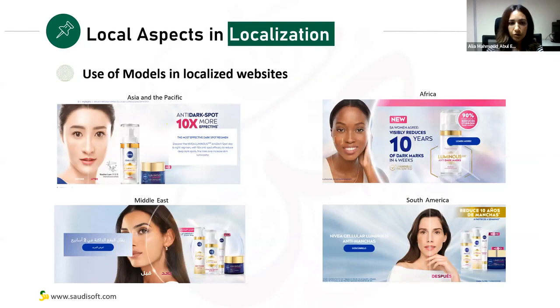The last example that we will show for showing local aspects is one that's commonly used around the world, of course, which is showing models that users can relate to. In this example, you can see that each continent or area has specific models that are showcasing the product.